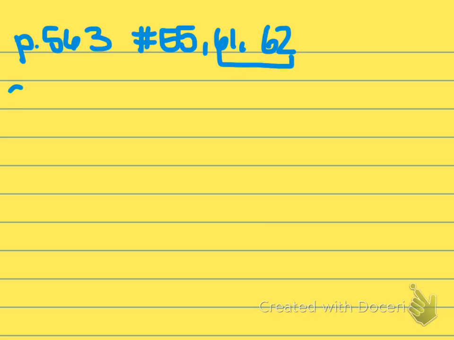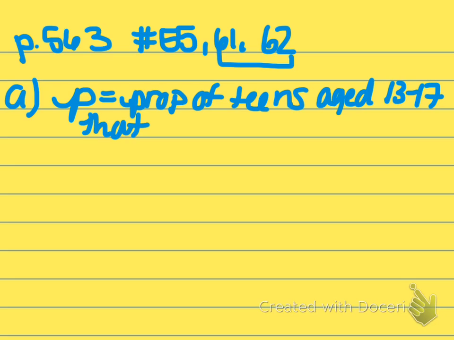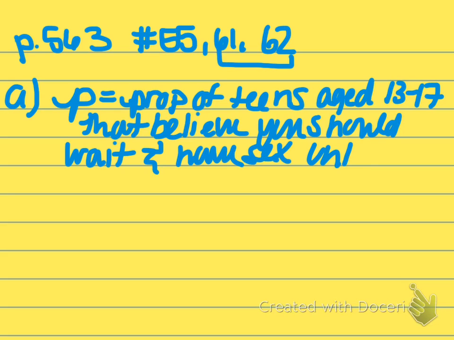Part A says define the parameter of interest. You would say P, because it's P, not mu, is equal to the proportion of teens aged 13 to 17 that believe you should wait and have sex until married.